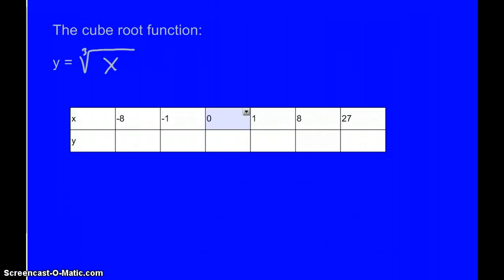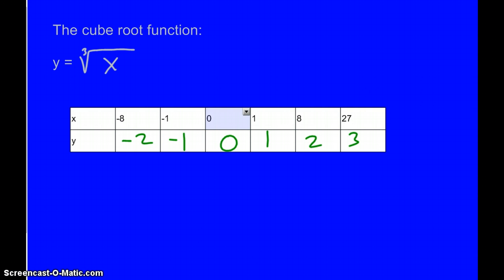So therefore, the cube root of -8 is -2, because -2 times -2 would be 4, times another -2 would be -8. So 3 -2's multiplied together would give you -8. The cube root of -1 is -1. The cube root of 0 is 0. The cube root of 1 is 1. Cube root of 8 is 2. And the cube root of 27 is 3.